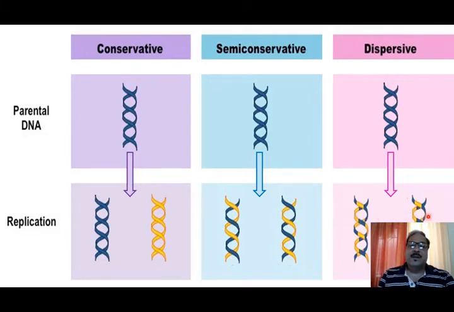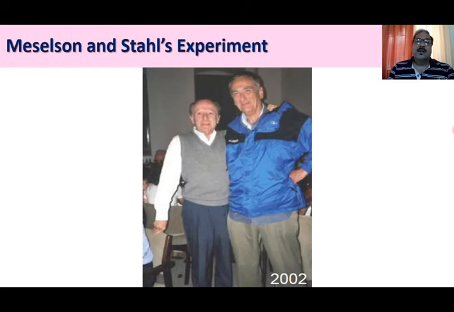Now a question arises as to out of these three, which is the type of replication that occurs in all the living organisms. Now, this was solved by Matthew Meselson and Franklin Stahl, who set up an experiment in the year 1958 to prove correctly which type of replication occurs.